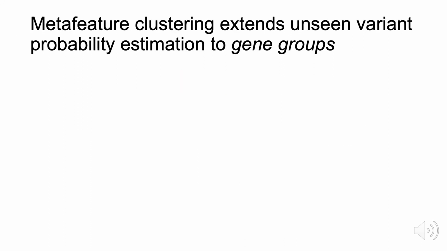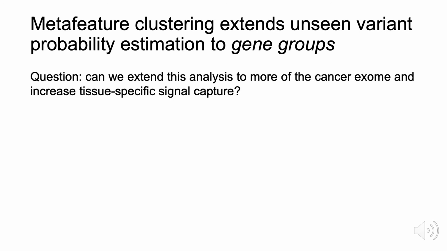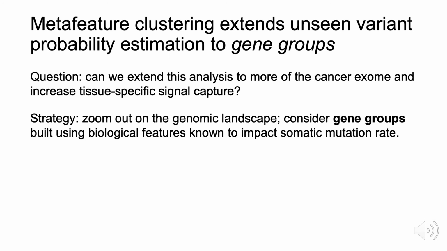However, this method was only applied to major cancer genes, around 300 out of the 20,000 total genes in the human genome, due to mutation data sparseness. We asked the question of whether we can extend this analysis to a larger fraction of the cancer exome by considering groups of genes. We propose a thoughtful way of grouping genes using biological features known to influence somatic mutation rate, and we term these features metafeatures.